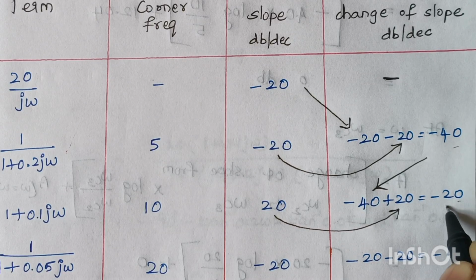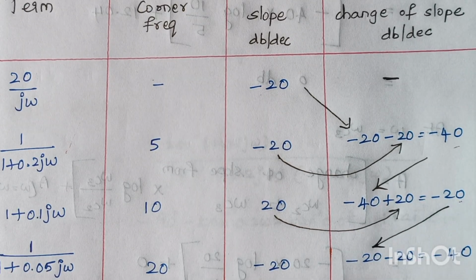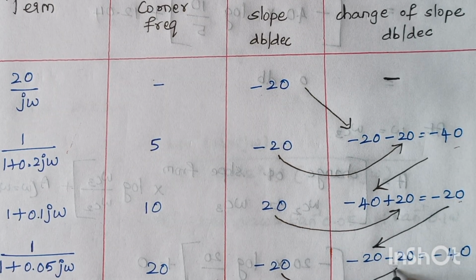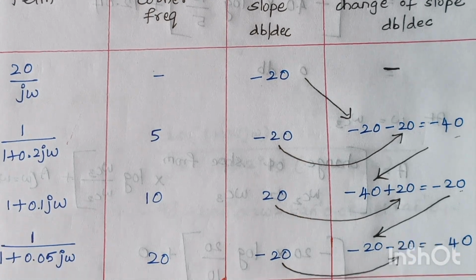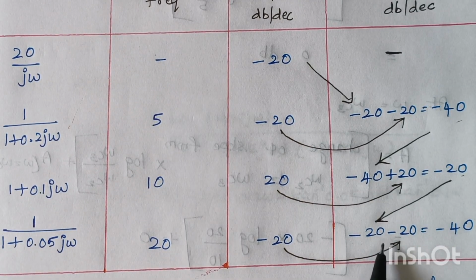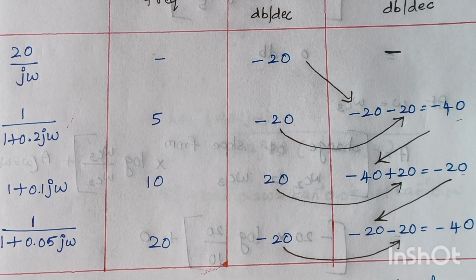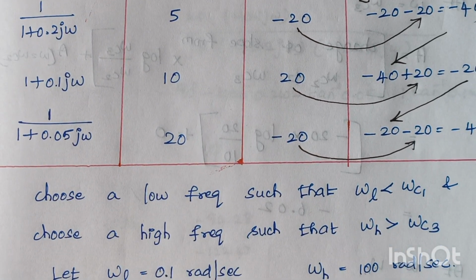Again I am going to shift this minus 20 downwards and again I am going to move this minus 20 to the right hand side. So what happens? Minus 20 gives you minus 40. Right. So we have completed the table now.